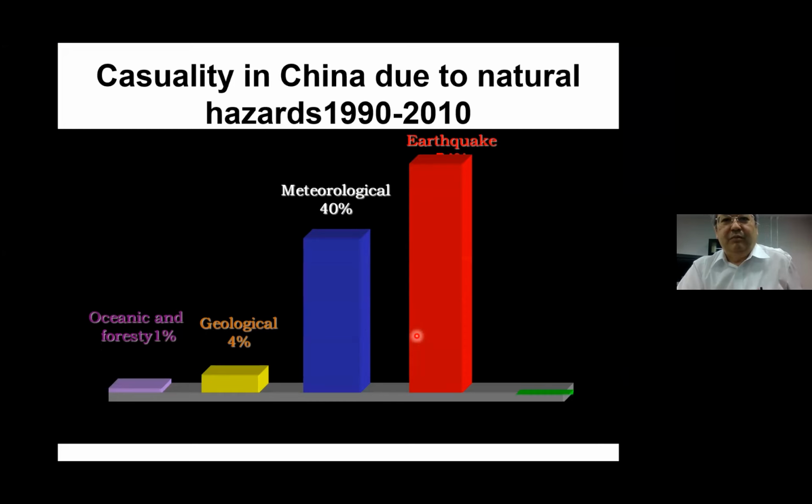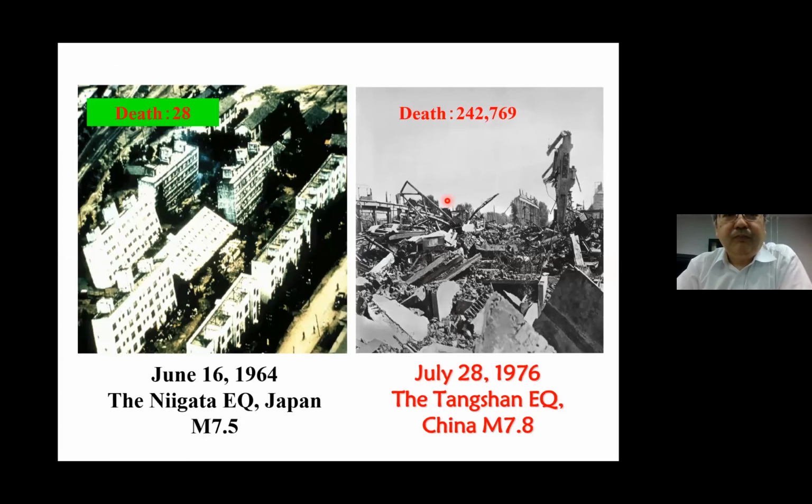Casualty in China by natural hazard is given here. In 20 statistics shows the casualty in earthquake is one of the most severe. Maybe in Indonesia, maybe I think same. And this is the damage of the earthquake in Japan and in China. The earthquake size is mostly same in magnitude 7 in China and Japan. What is different is the morphology after the quake.